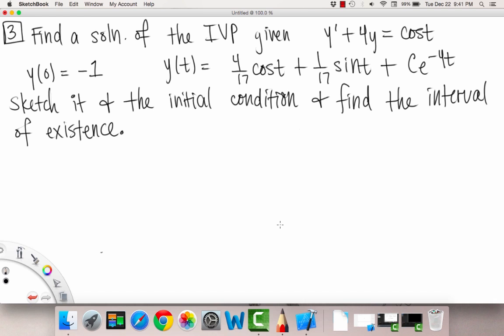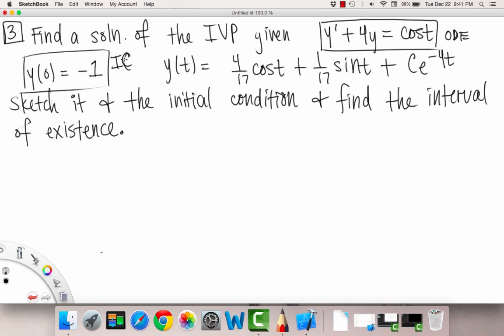Alrighty, now for the last practice problem, number 3, we're going to find a solution of the IVP, the initial value problem, given an ODE that reads y prime plus 4y is equal to cosine t. So this here, which I'm boxing, I'm going to label as our ODE. That's the backbone of our problem here. And then this y of 0 is equal to -1. This is called our initial condition, and that will allow us to pinpoint a particular solution.